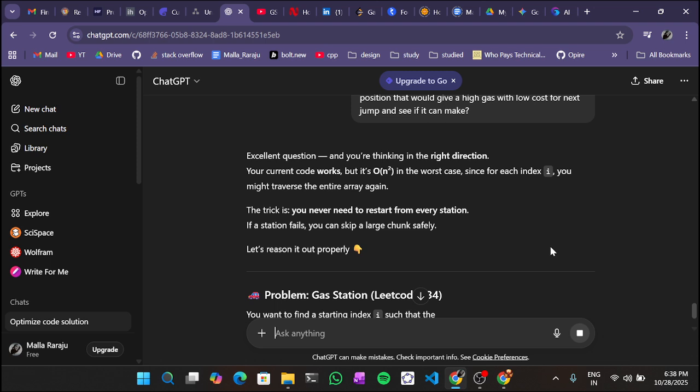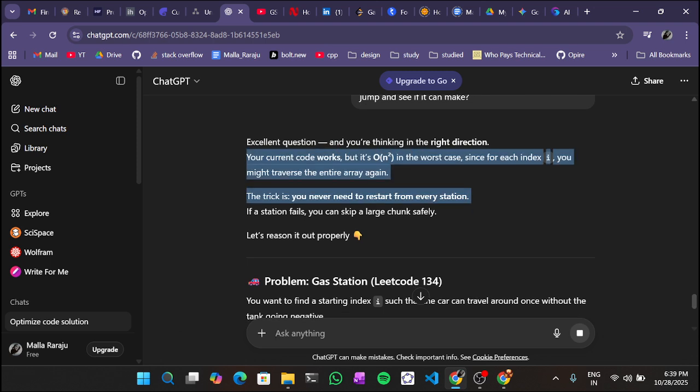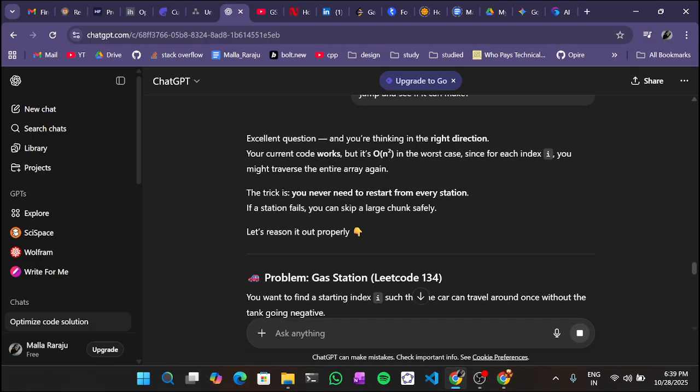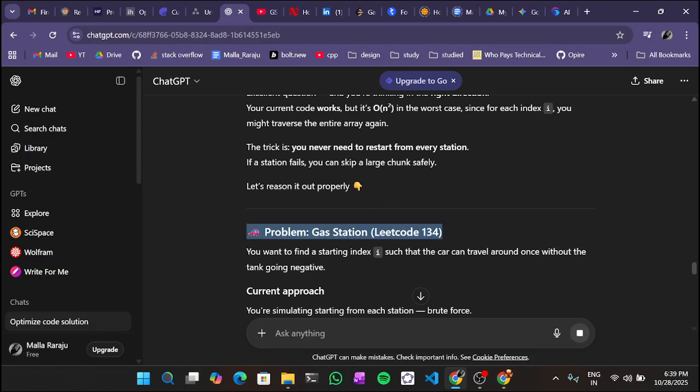It's better than order n square. The trick is you never need to restart from every station. If a station fails, you can skip a large chunk safely. Okay.